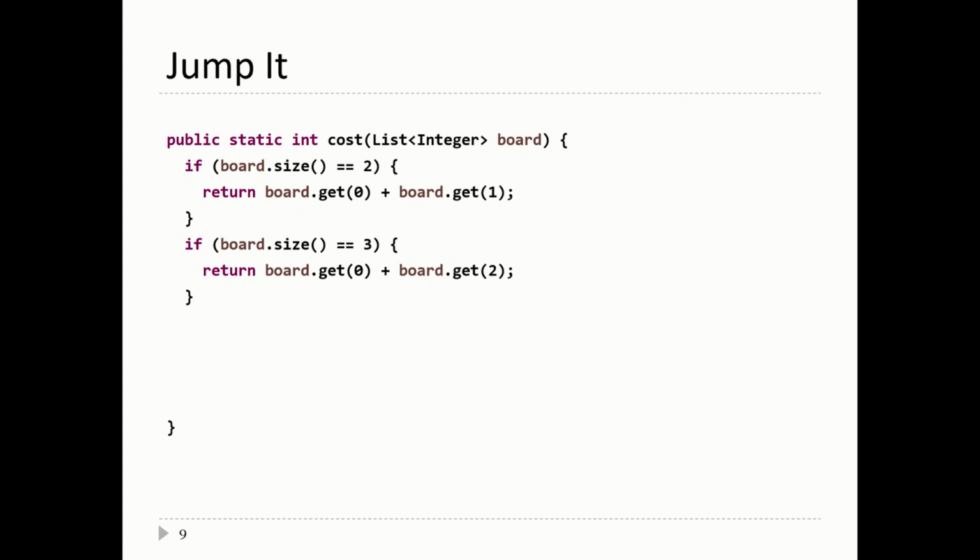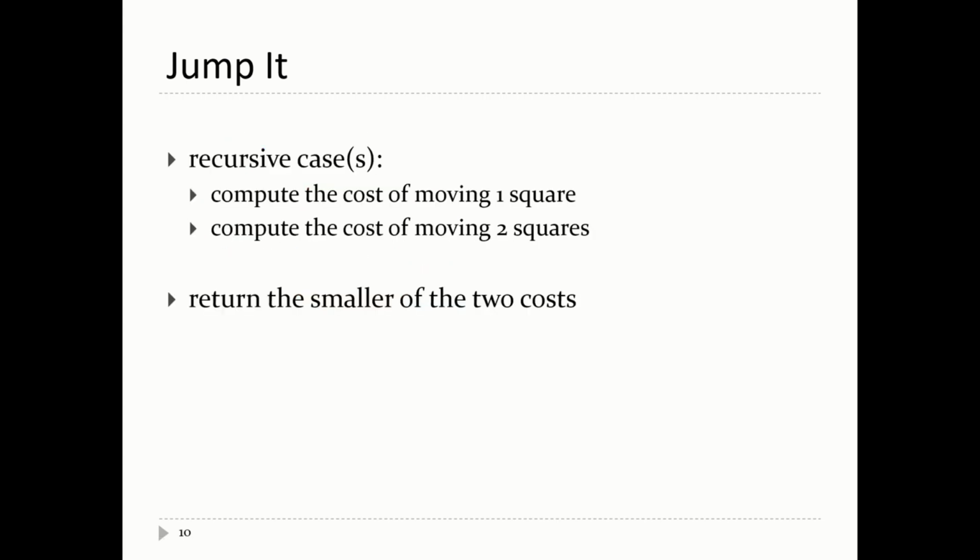If I'm not in either one of these cases, I have to do something else. So now there's a decision to be made. The decision in this case is, I have to try moving one square, and then I have to compute the cost of the rest of the board. The other case is I'm going to move 2 squares, and then I have to compute the cost of the rest of the board. So I'm going to compute 2 separate costs, and then I'm going to look at which one's smaller. Whichever one's smaller produces the minimum cost solution.